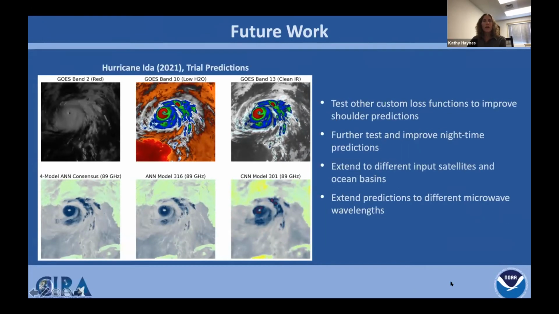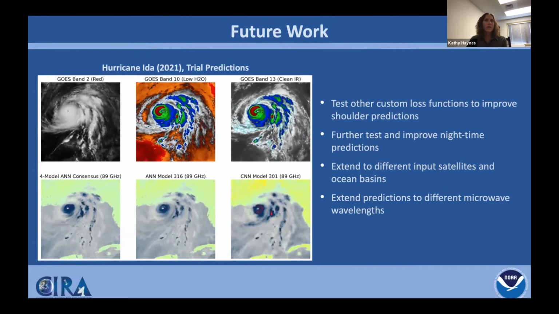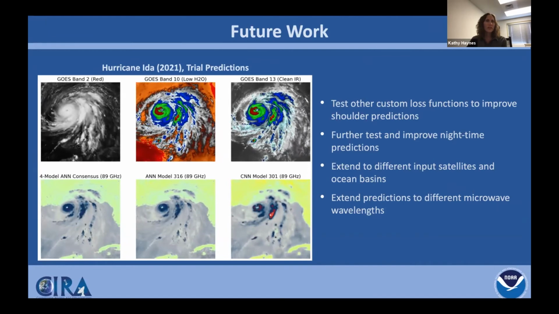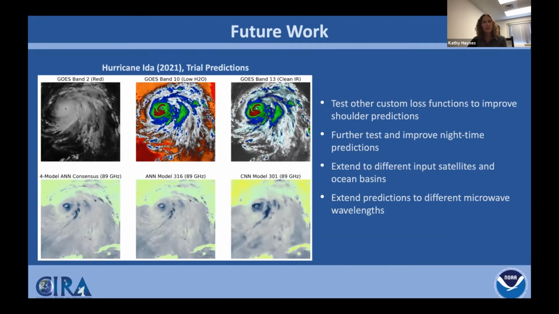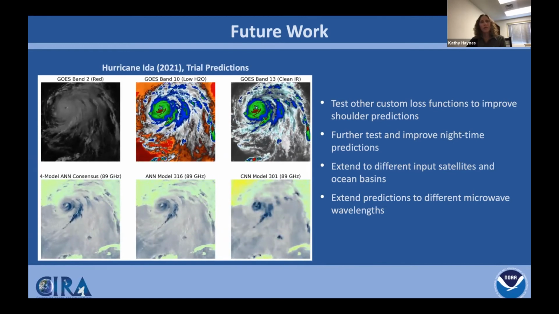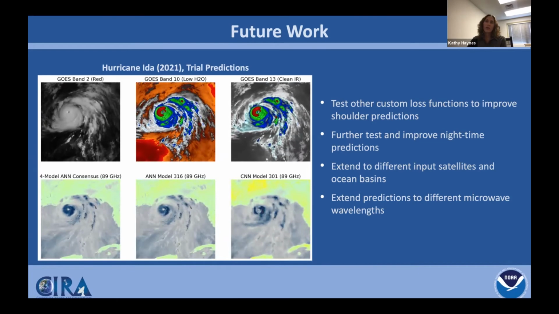So now I'll wrap up, and this is very much a work in progress. What I've shown here are just some trial predictions that we made for Hurricane Ida, which made landfall just a few weeks ago here in the United States. And the bottom shows you the predictions from our different neural network models.